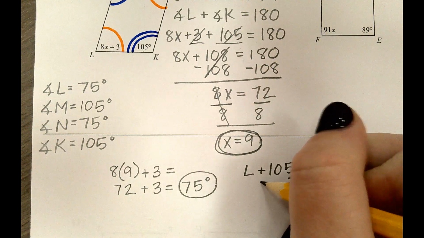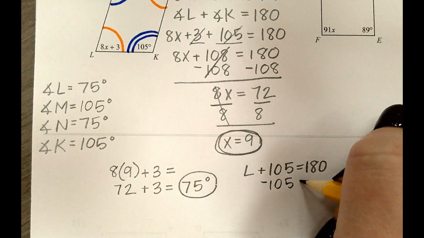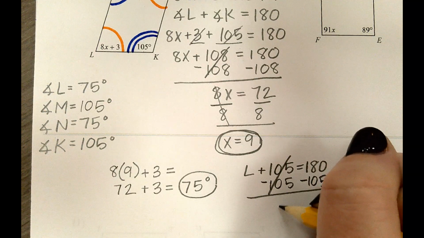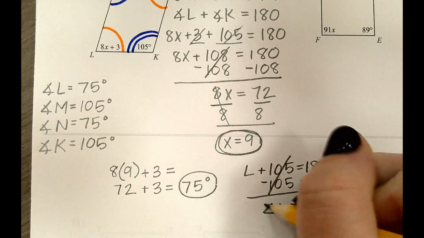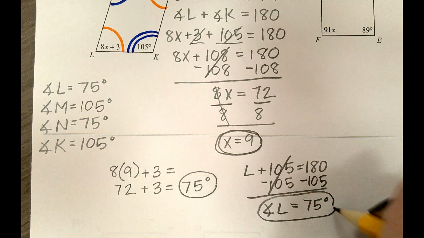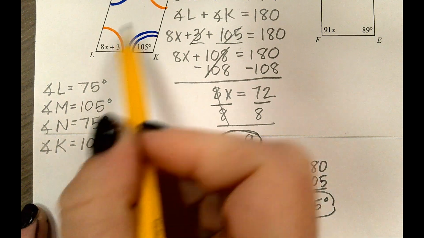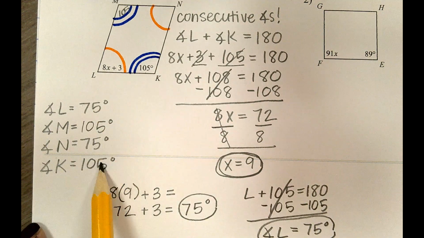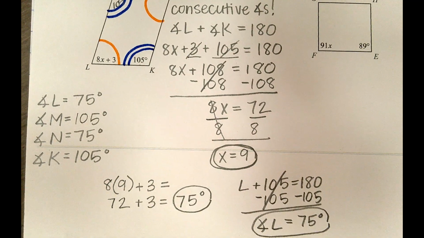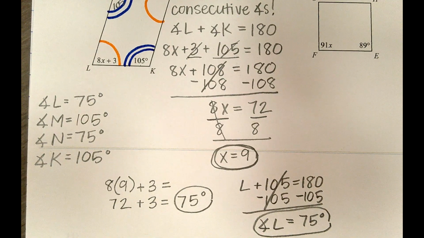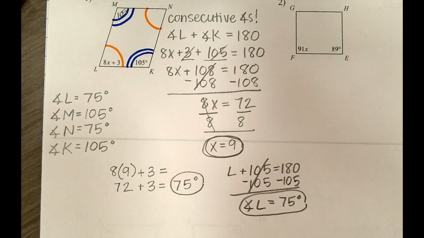All I would have to do is subtract 105. And we get L equals 75. And angle L is equal to angle N. So I would have both of those values already done. So many different ways to do this. So many different ways.